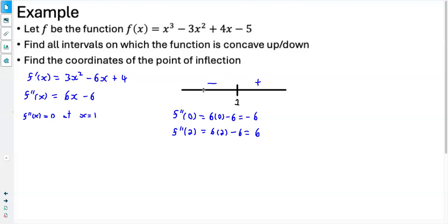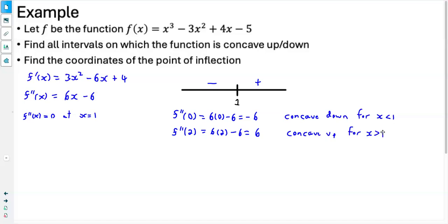Now, we can see that on this side, our f double prime was negative. So that means that this side is going to be concave down. This side was positive, so we can say that that side is concave up for x is greater than 1.